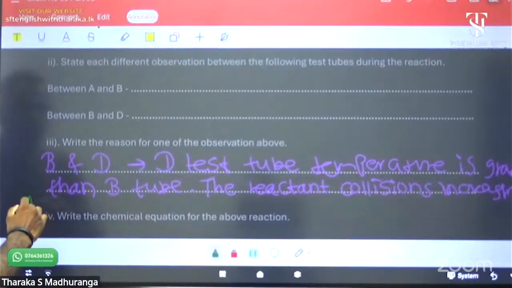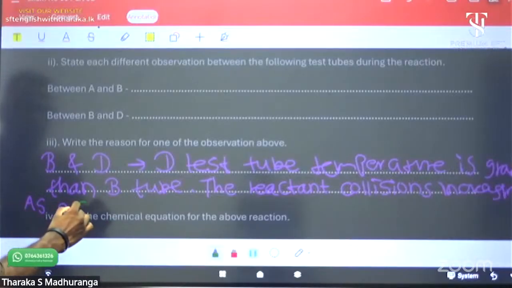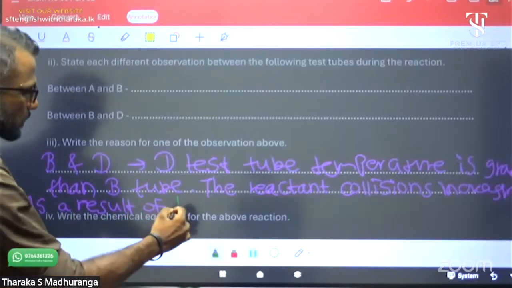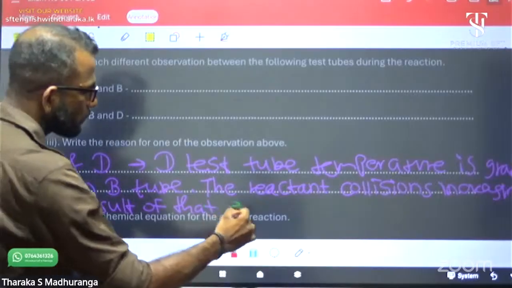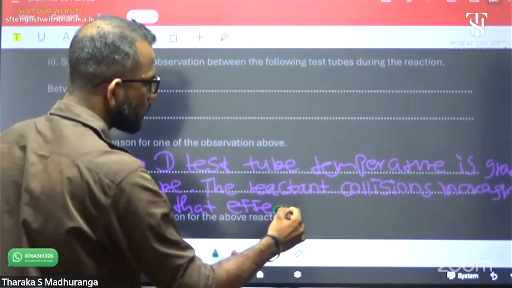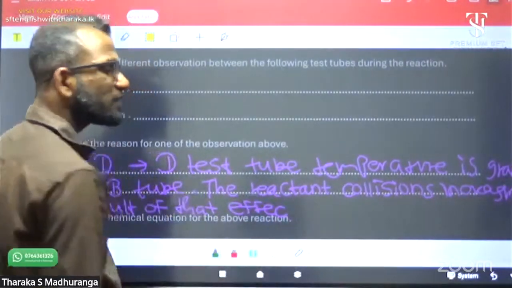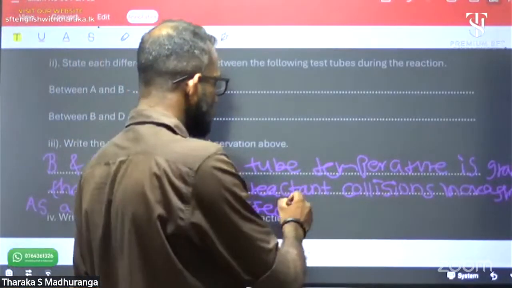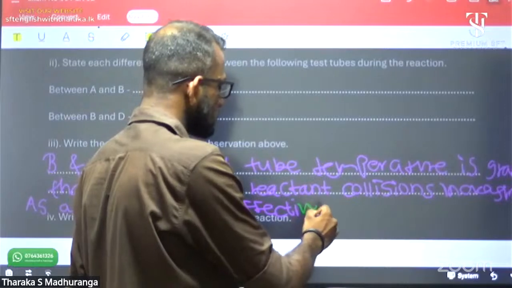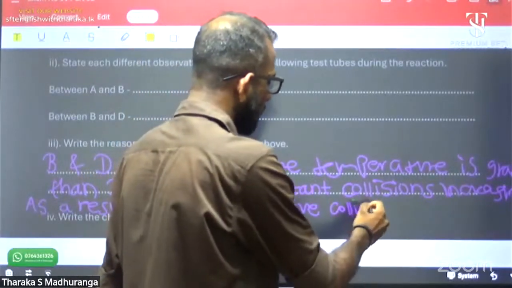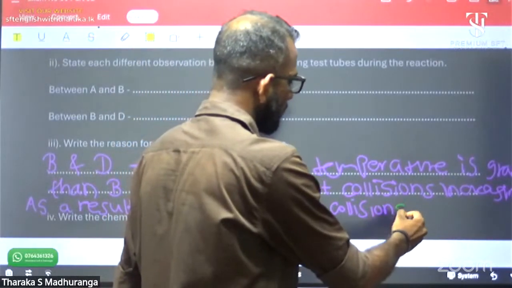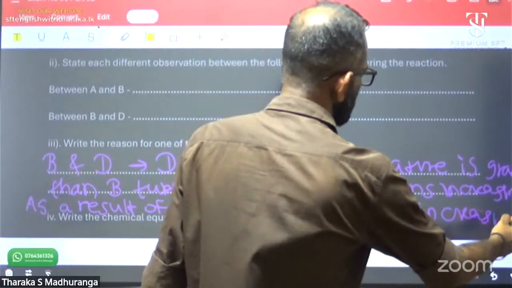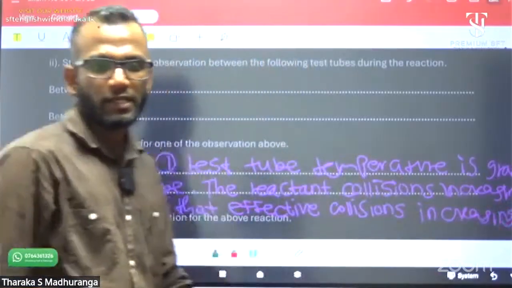As a result of that, effective collisions, meaning collisions that are producing product, are increasing. Okay, that's the reason. Then the rate of chemical reaction increases.